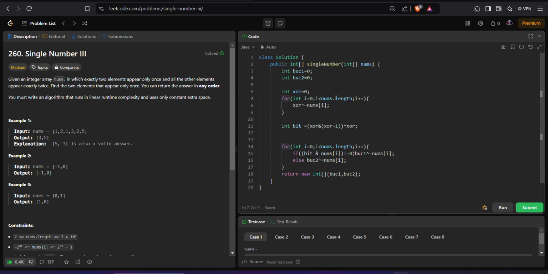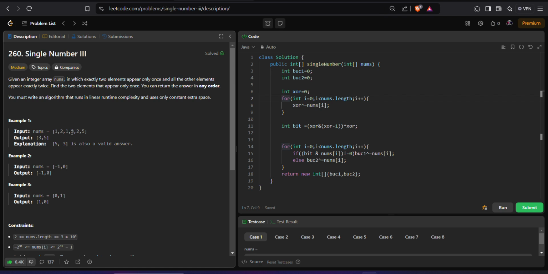Now, what we could do is maintain two buckets. One bucket would consist of numbers where that one particular bit is on, and the other bucket would consist of numbers where that bit is off, right? Now you will notice this in an example where 1, 2, 1, 3, 2 and 5 are given. Let's consider 3 and 5. So 3 and 5 differ in the third bit from the right, because in 5 that bit is on, while in 3 that bit is off.